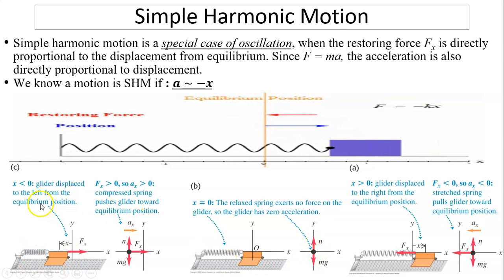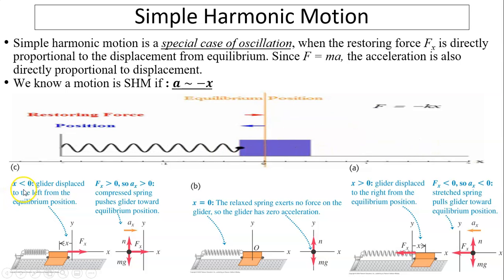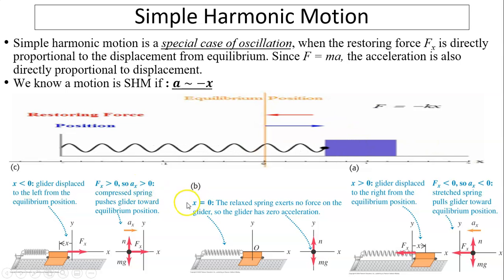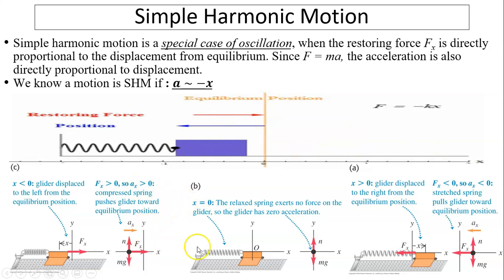When the spring is compressed, the displacement is less than 0, but the force and acceleration are going to the right, so they are greater than 0.